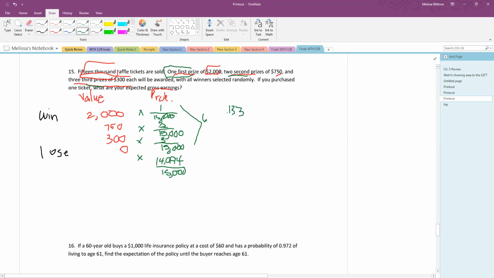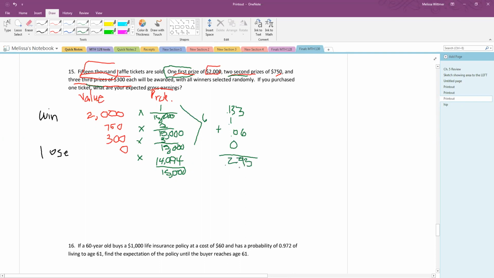750 times 2 divided by 15,000. The decimal is 0.1. 300 times 3 divided by 15,000. The decimal is 0.06. So that's the 2,000, the 750, the 300, and then finally 0 times anything is 0. So we still have that there. Multiply across, add that column, and you're done. So this is 0.293.